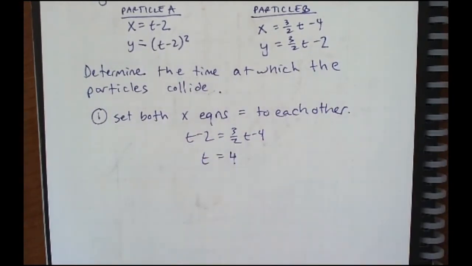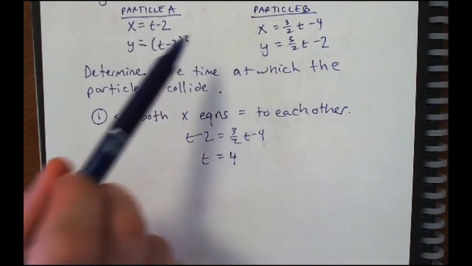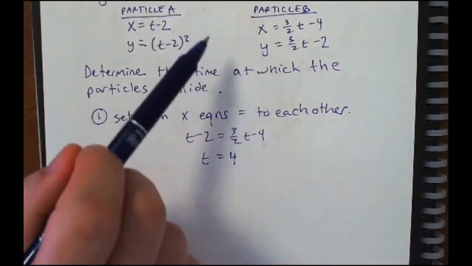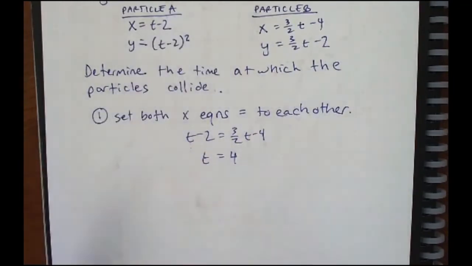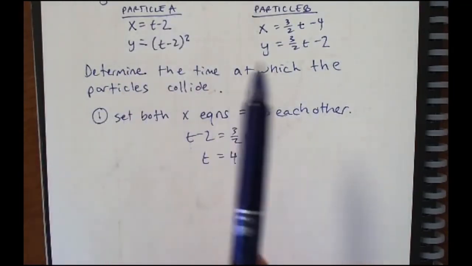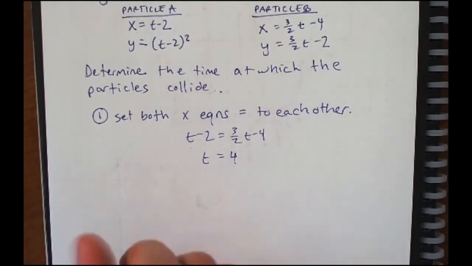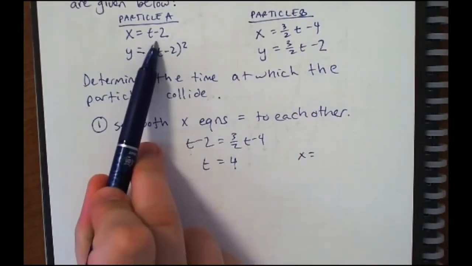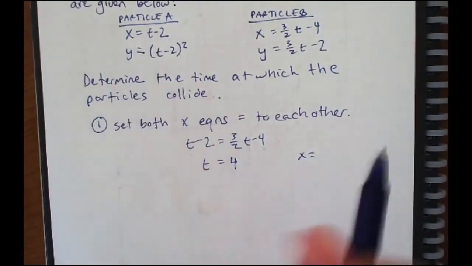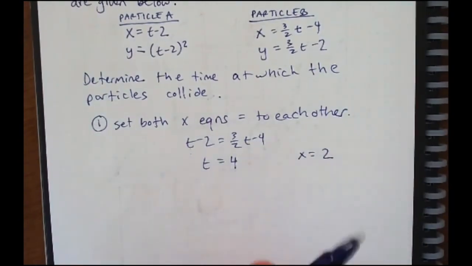Okay, so we know at time equals 4, their x's are the same. So again, this is just a slightly different way to approach it. For sure, at t equals 4, the x's are the same. So as long as the y's are the same at that time, we have a collision. We haven't actually figured out what the x is yet. The x would be t minus 2, so 4 minus 2 would be 2. So at t equals 4, x is 2.